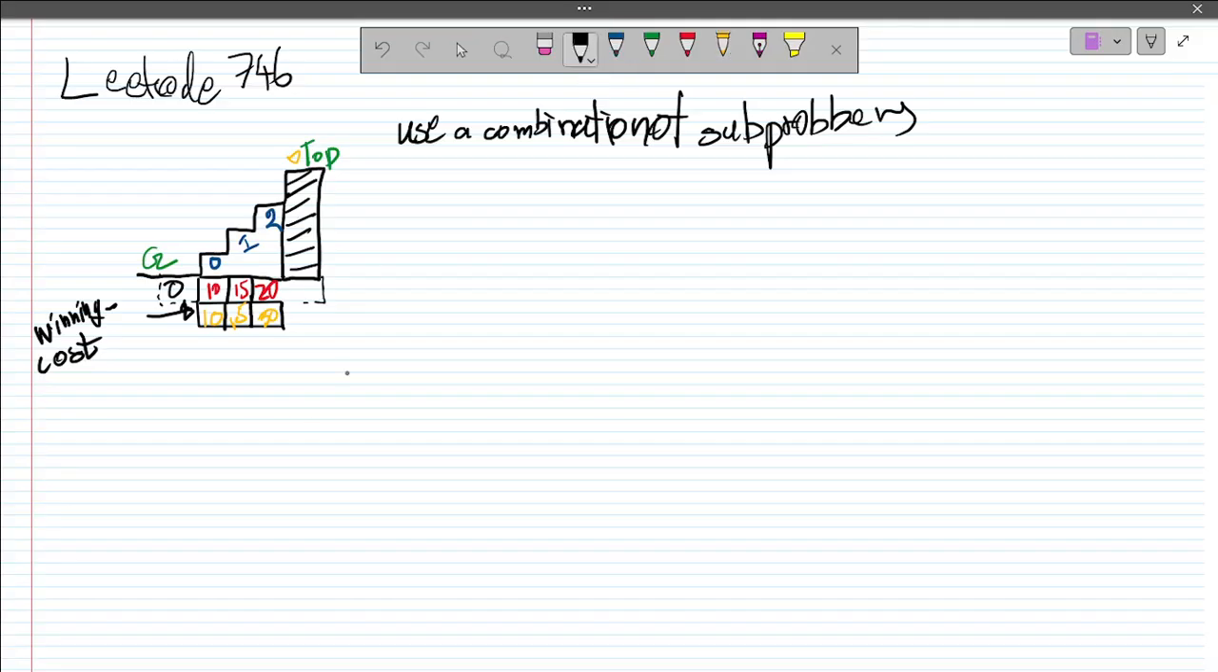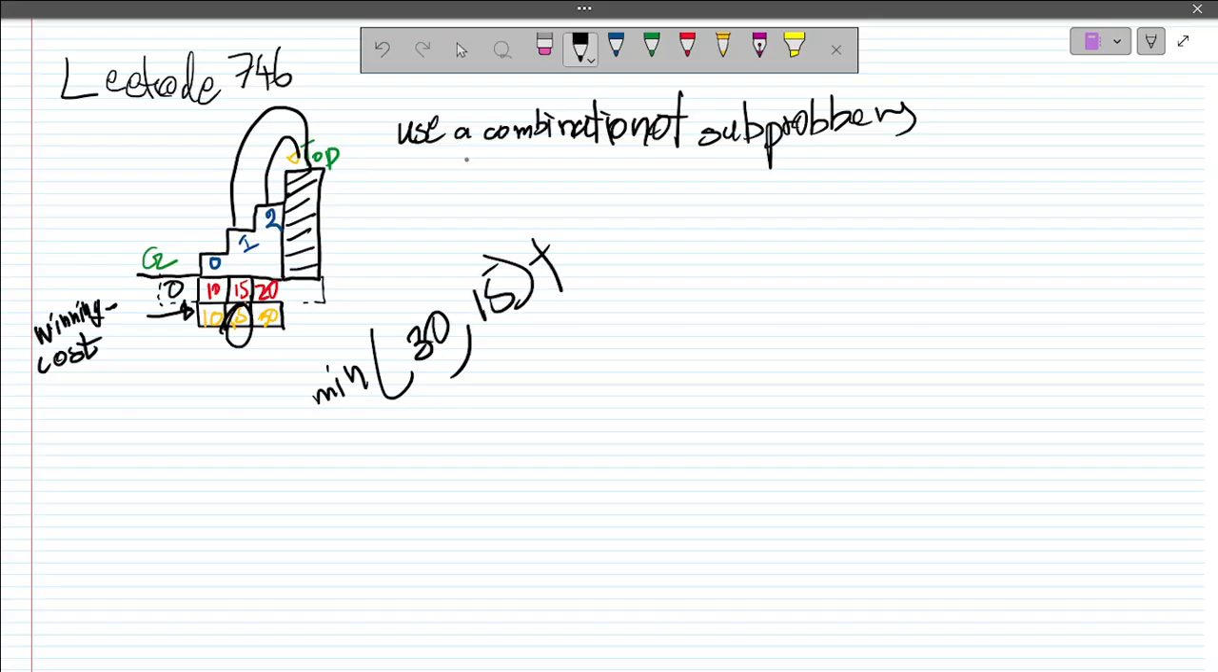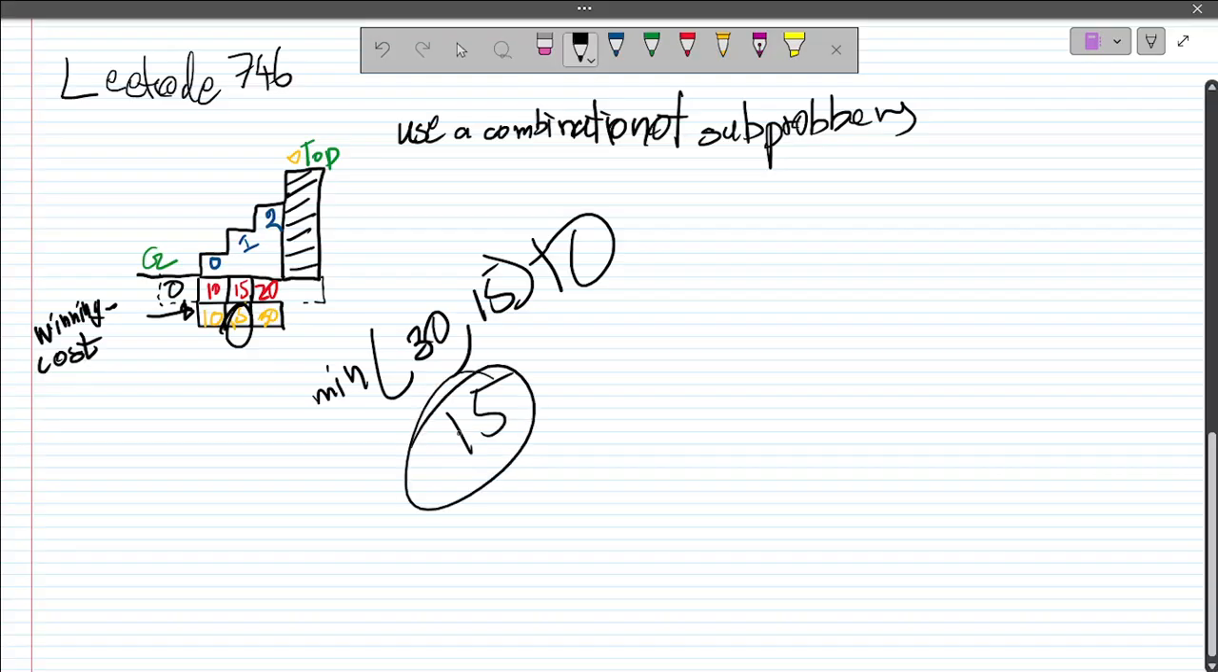Okay, so that would be minimum of coming from here. That's 30, we calculated before, or coming from here, which happens to be 15, plus the base fee for this step. Again, there is no fee at the top. So that's 0. So minimum of 15 and 30 is 15, and you return this answer.